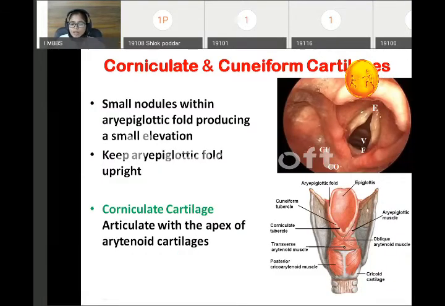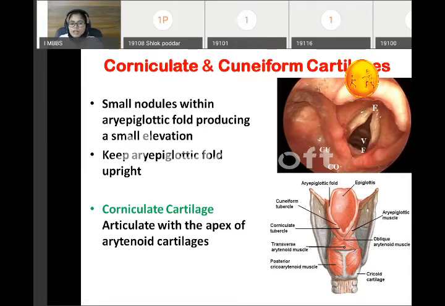Corniculate and cuneiform cartilages. These corniculate and cuneiform cartilages are small nodule-like cartilages. They are situated within the aryepiglottic fold. In this diagram, you can see this is the aryepiglottic fold, and in this aryepiglottic fold, you can see small elevations. These are the corniculate and the cuneiform cartilages. They are situated at right angles to each other.